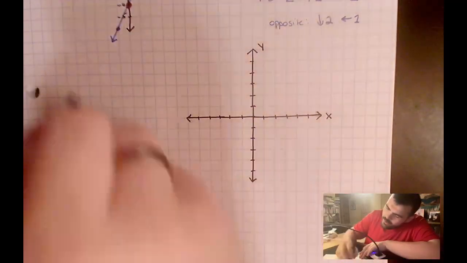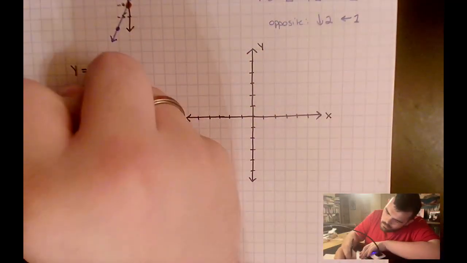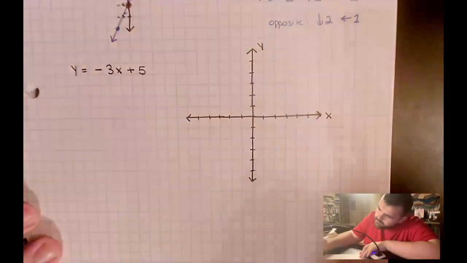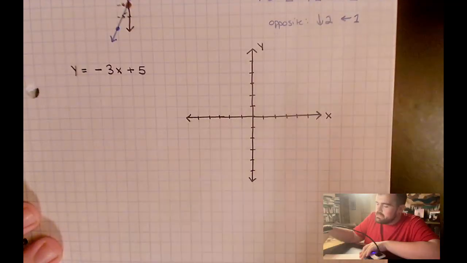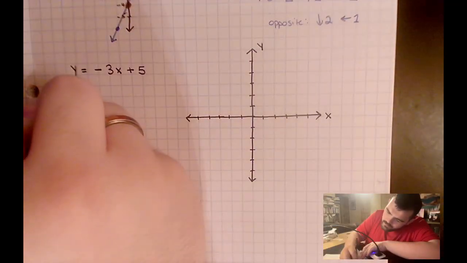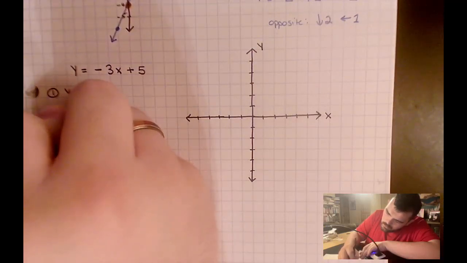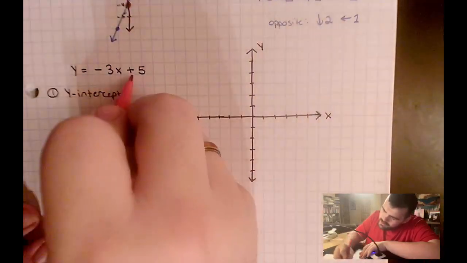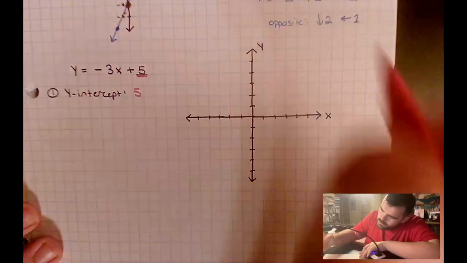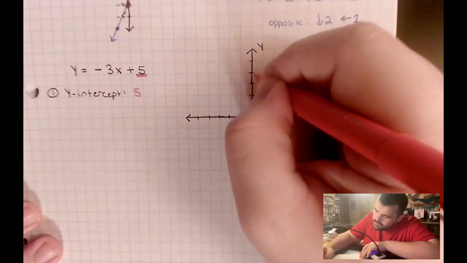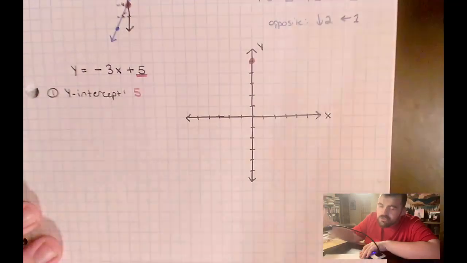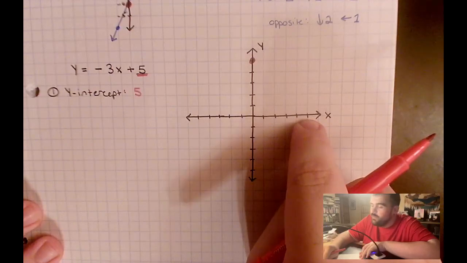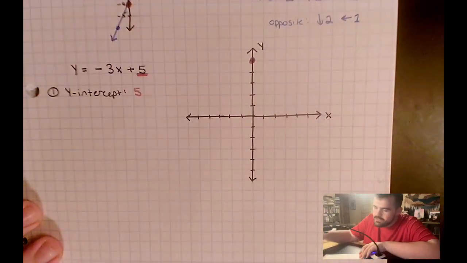So, how about we graph y equals negative 3x plus 5. So, the y-intercept here is the positive 5. So I'll find 5 on the y-axis. That's 1, 2, 3, 4, 5. Make sure you're putting that on the y-axis. It's a really easy, common mistake for people to put that over here. That's not the y-axis, that's the x-axis. So start with the y-intercept.